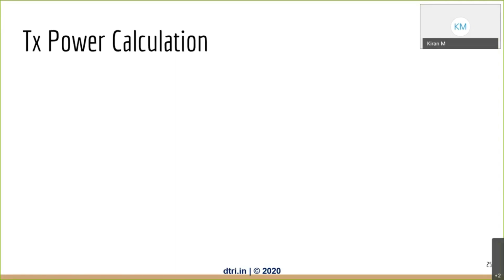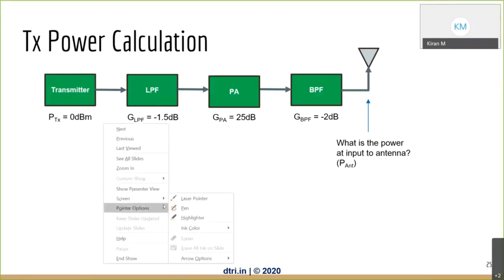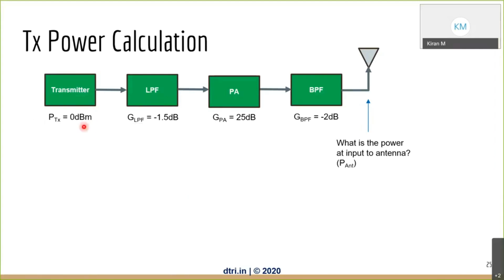So let's look at the TX power calculation. So consider this system. This is a simplified block diagram. I have a transmitter here. The power level is 0 dBm. Then I have a low pass filter, and somebody asked a question, can I use a gain or loss? So here I have said it's a gain, insertion gain. So I'm using minus 1.5 dB. If I had called it insertion loss, I should have said plus 1.5 dB. Here I'm using the gain terminology so that it is consistent for all the blocks.